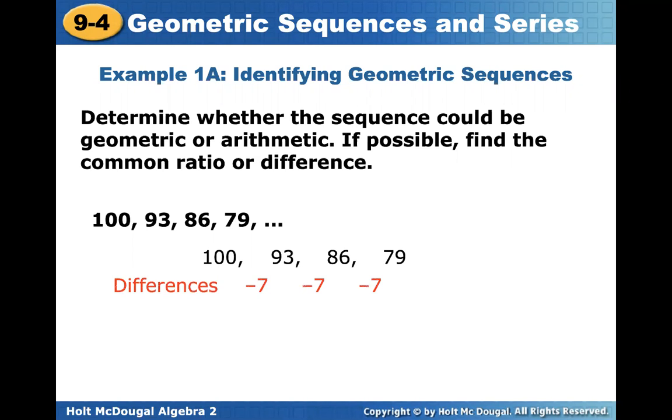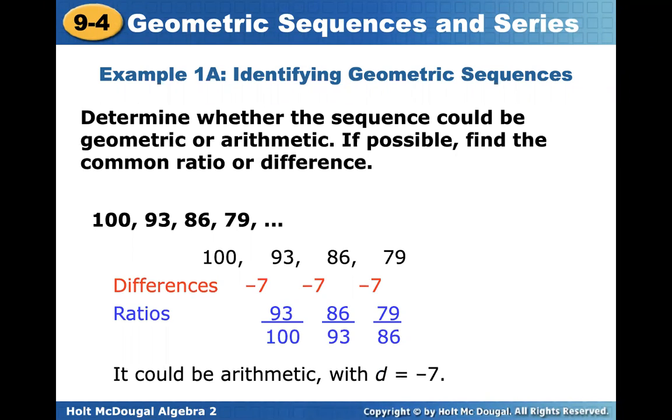First differences are all 7, so that would make that an arithmetic sequence, right? That would be what we talked about in section 3. You look at the ratios, they are not all the same. They're probably fairly close, but they're not exactly the same. So this would be arithmetic with a common difference of 7. I'm going to move this up here. All right, so the next term would be 72.